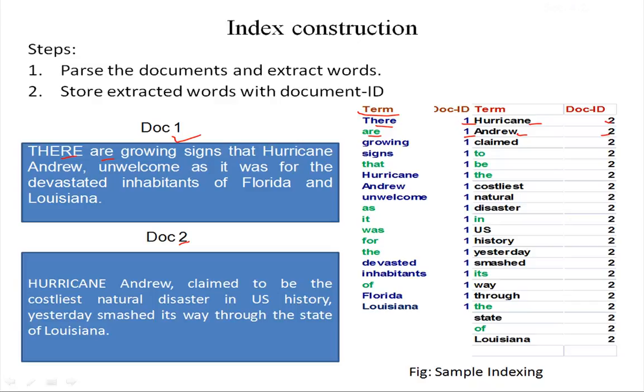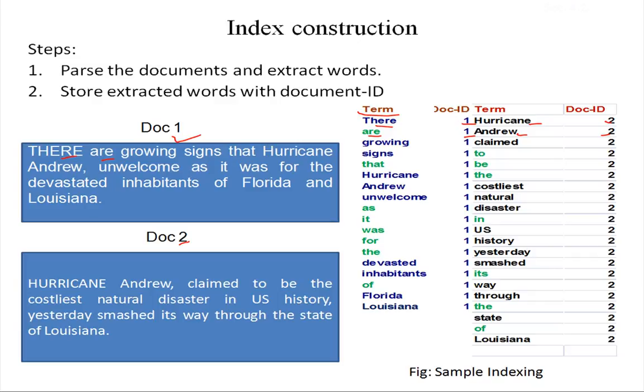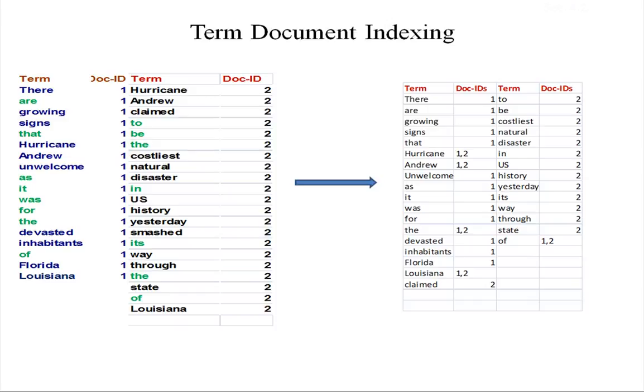Now the next part will be term document indexing. Actually, in this indexing, we can easily find that some terms are common in both documents, like hurricane and drew, both are common. If you maintain term ID and document ID as a separate entry, then such repeating terms may increase the disk space and increase the time complexity also in any document related computation task. So the first process may be term document indexing.